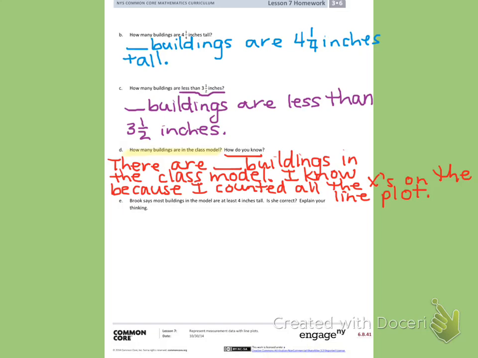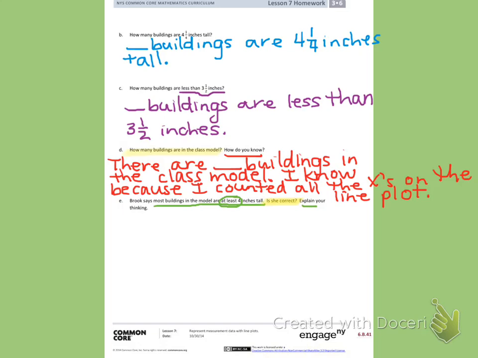And the last question says, Brooke says most buildings in the model are at least 4 inches tall. Is she correct? Explain your thinking. I'm going to underline most buildings in the model are at least 4 inches tall. And I'm going to circle at least. I'm going to highlight, is she correct? And underline the word explain.